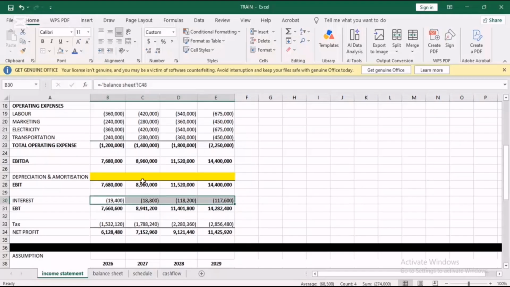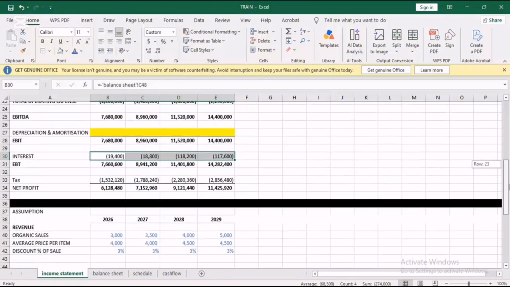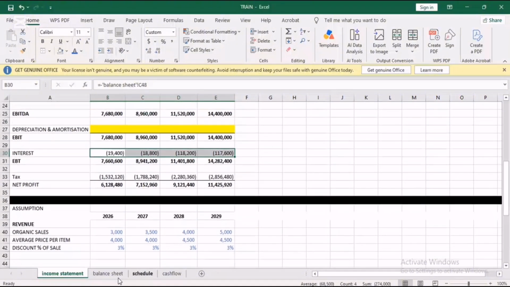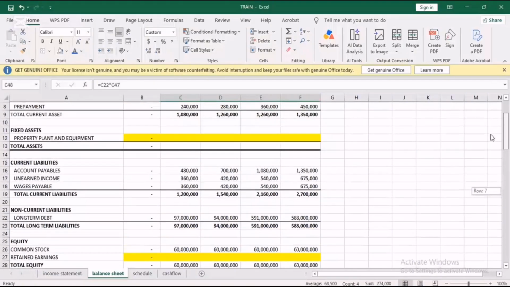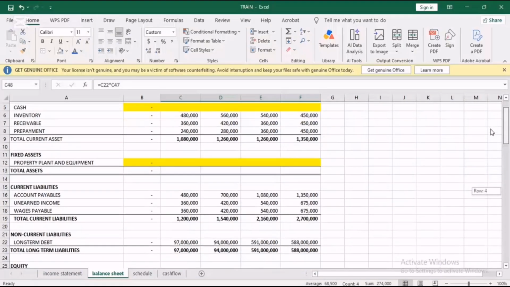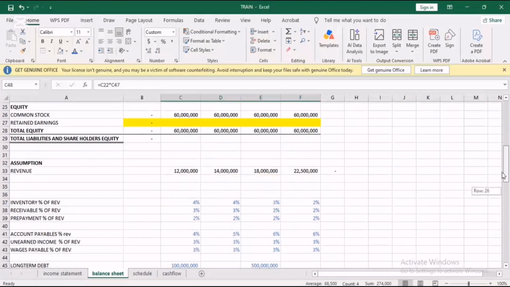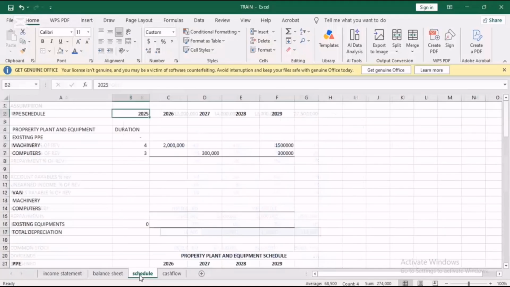Alright, so at the income statement, we just have the depreciation and amortization forecast left. So right away, let's move on to the next. Go to our balance sheet. So for the moment, we are done, unless the one we have to sort out at the schedule. So right up here is the schedule. So let's see some of the items.